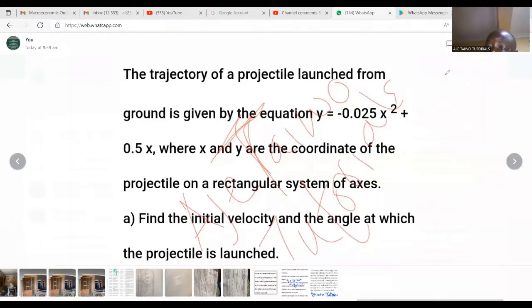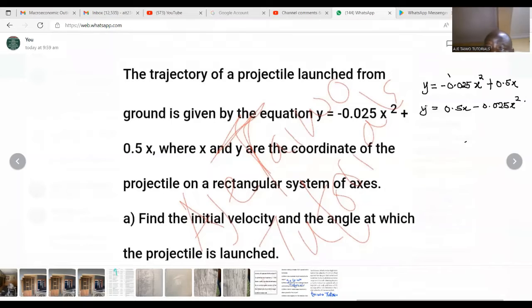Okay, so you are given this as, watch please, y equals minus 0.025 x squared plus 0.5 x. We can rewrite like this. We can say 0.5x minus 0.025 x squared. We can rewrite like this. Okay. Now, what do we do here?